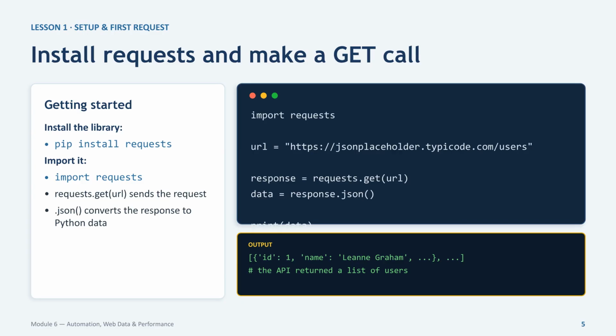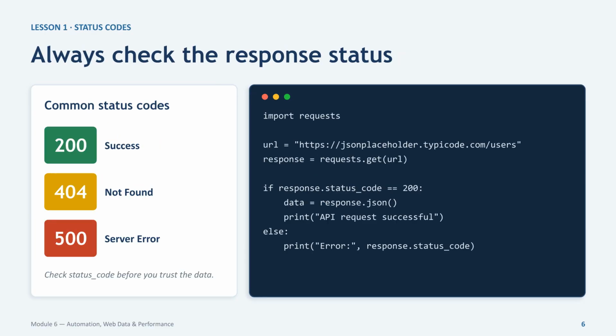In your code, import the library, define your target URL, and use requests.get to fetch data. Calling the .json method on the response object converts the raw web data into a standard Python object for you to use. Always verify your request status before processing data.